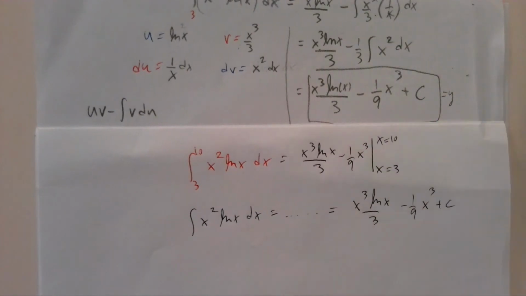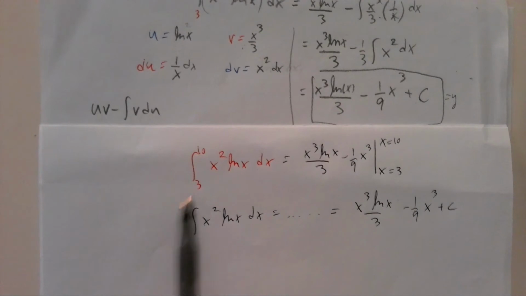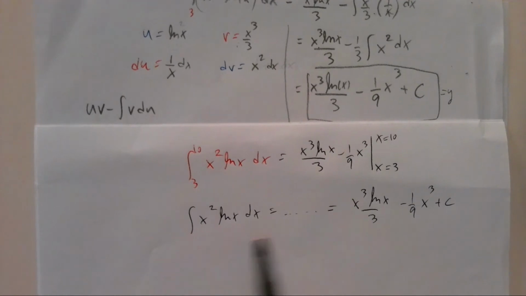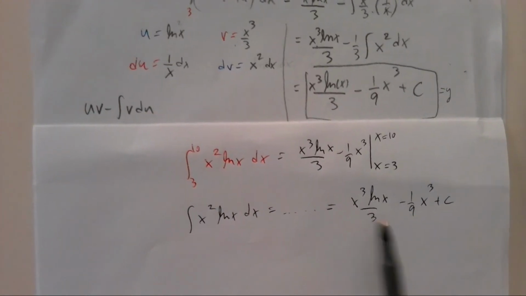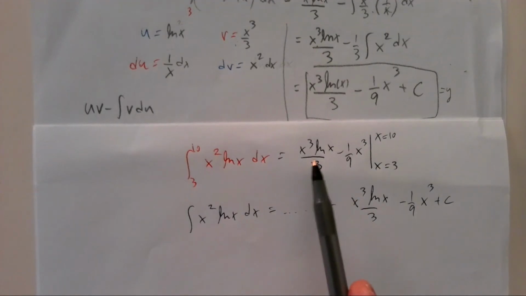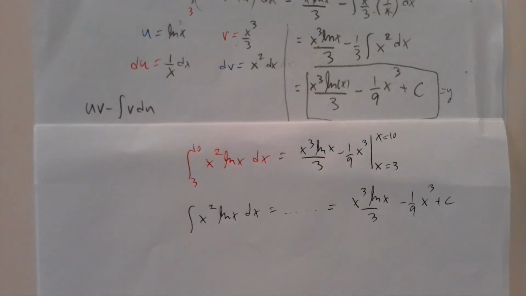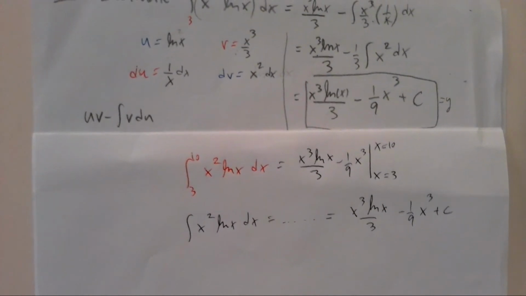So basically what I'm getting at is the definite ones, when you have to do them by hand, which you very well might have to, just work out the indefinite one and then plug your answer into this original problem and then just evaluate from 3 to 10. It just saves you a lot of time. It's a lot less annoying to take that approach.